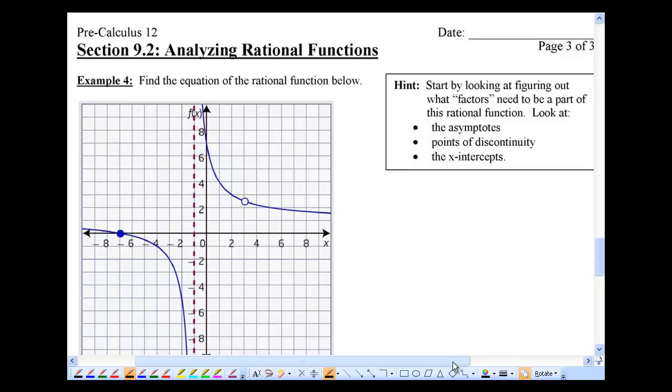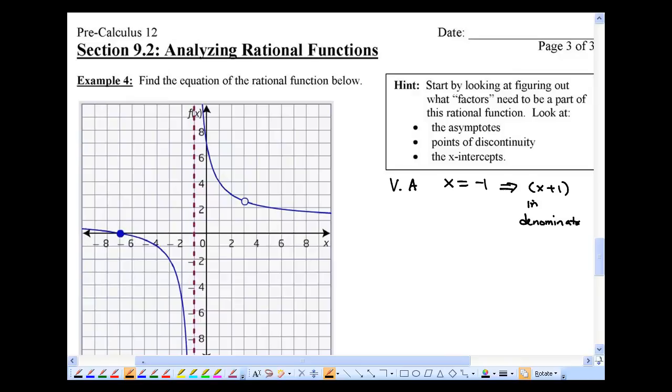Look at where the asymptotes are. Look at the point discontinuity. Look at the x-intercepts, and then you can probably build your function. Okay. What about the asymptotes? Yeah, we see one right away. We see a vertical asymptote at x equal to negative 1. Now that means you have the factor of x plus 1 in the denominator.